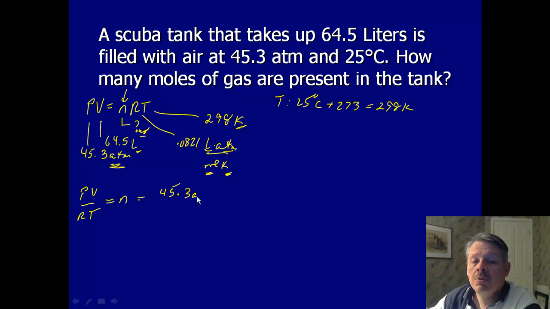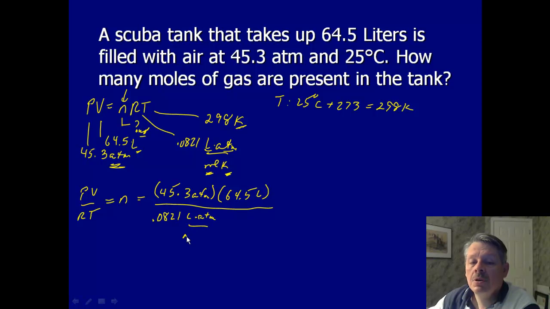45.3 atm times 64.5 liters divided by R, which is 0.0821 liters atmospheres per moles Kelvin. Let's see, what else do we have? We have temperature, and that's 298 Kelvin.